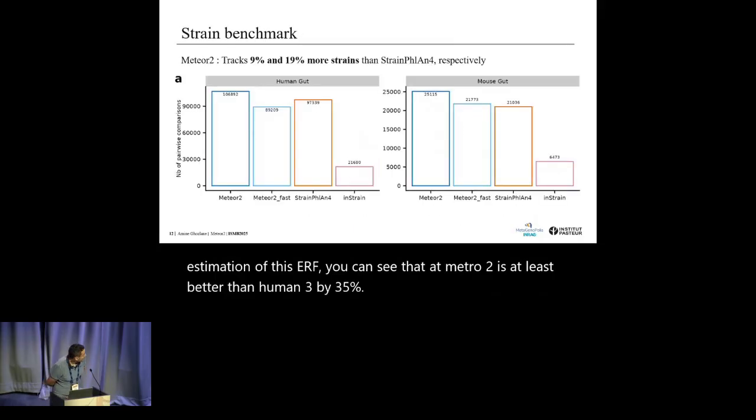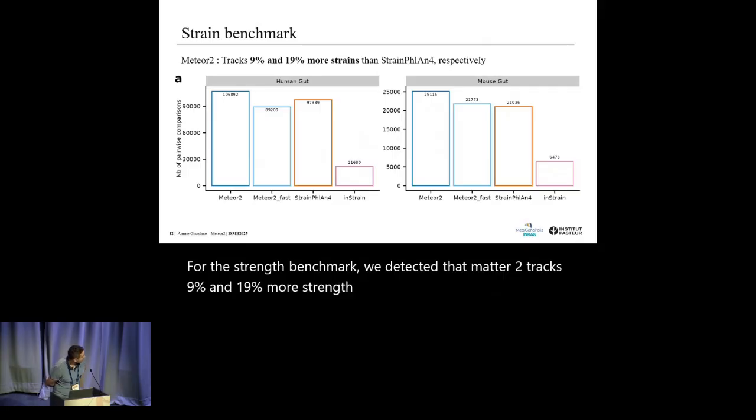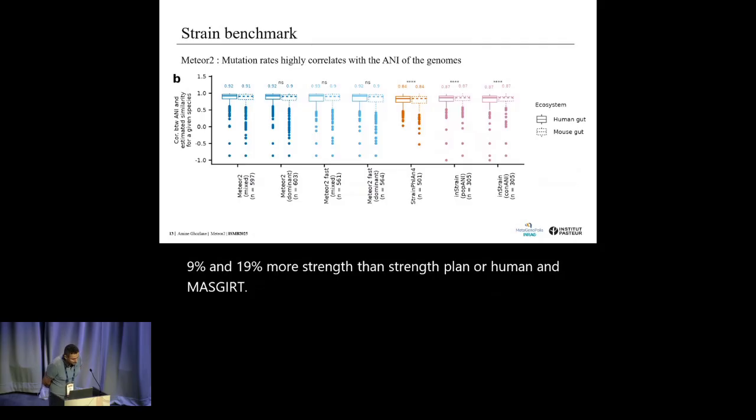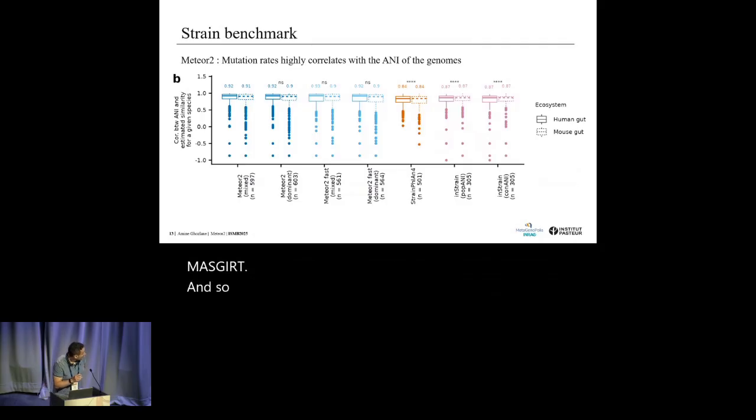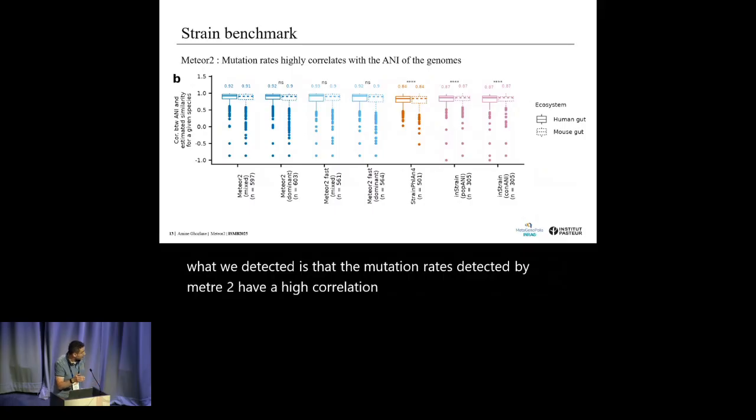For the strain benchmark, we detected that Meteor2 tracks 9% and 19% more strains than StrainPhlAn for human and mouse gut. Basically, all these tools give you mutation rates. And what we detected is that the mutation rates detected by Meteor2 have a high correlation with the ANI of our gold standard genomes.